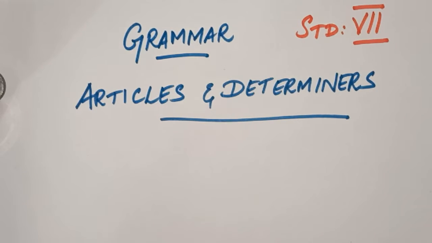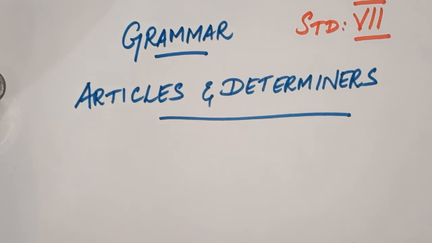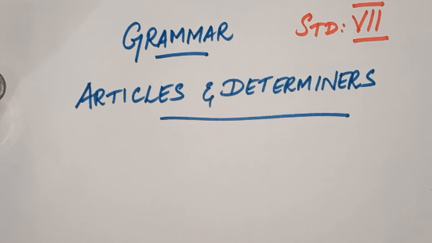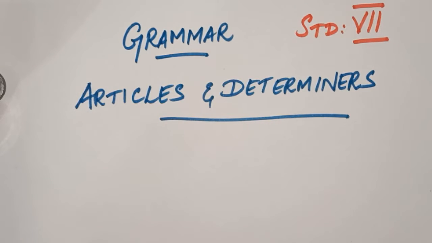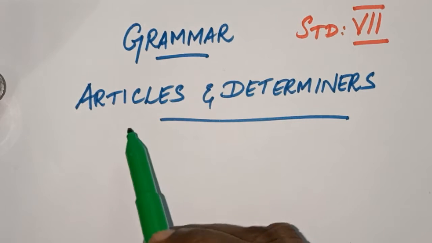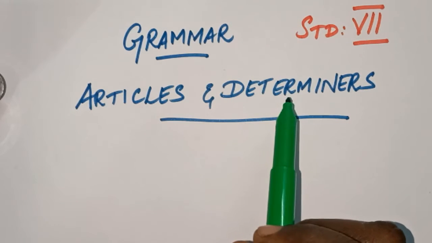So today is your English grammar session, and today's topic is articles and determiners. So this is for class 7 standard. Okay. So articles and determiners.